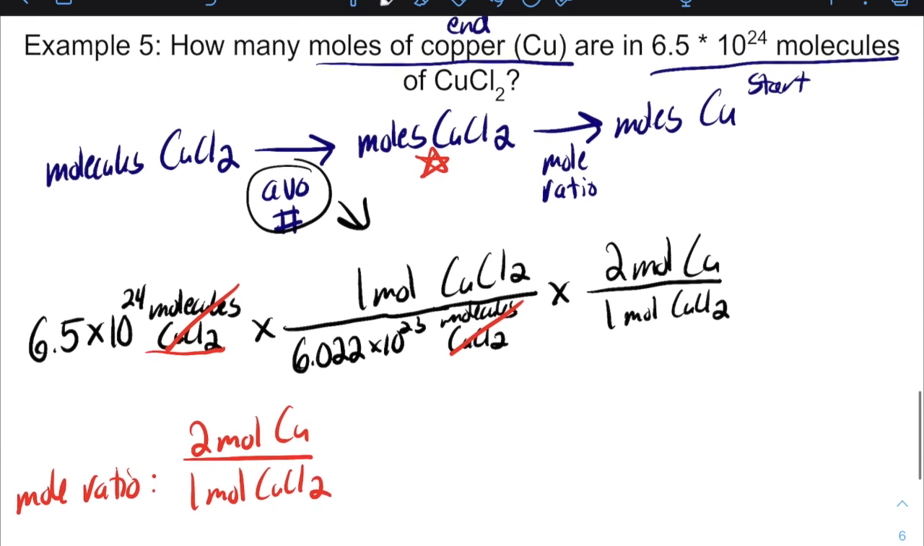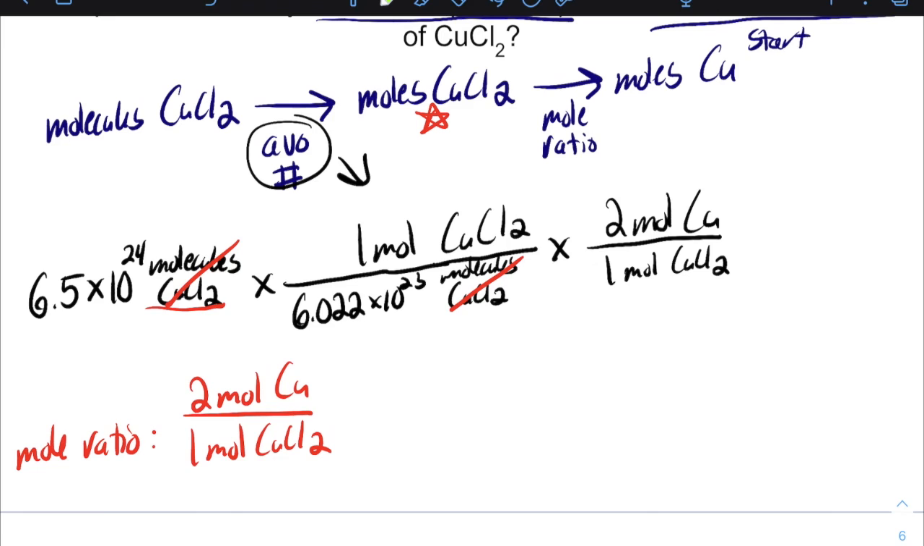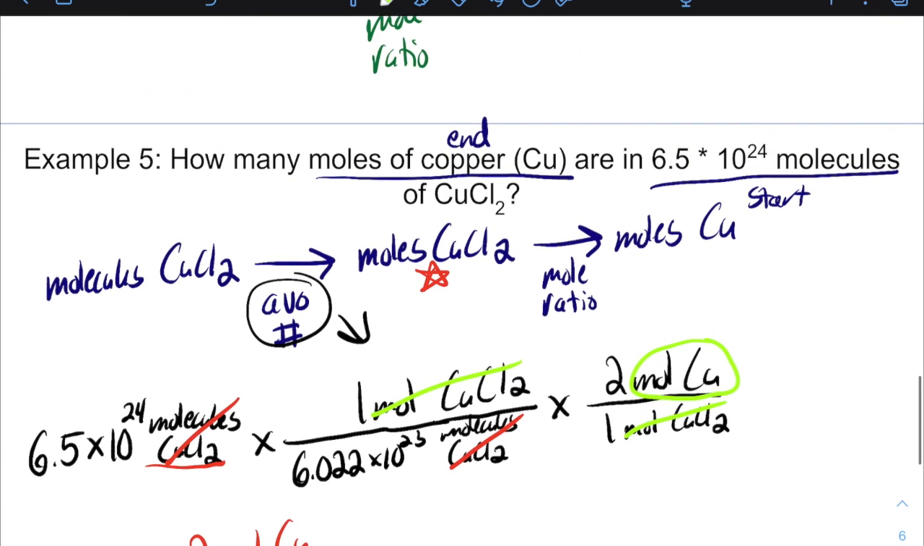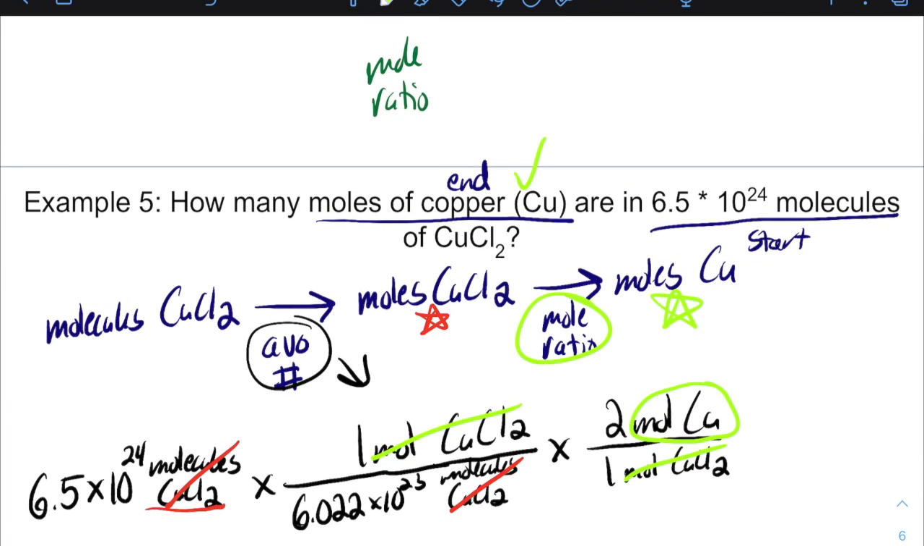Let me check and see if my units cancel. Moles of CuCl2, 1 on the top, 1 on the bottom, and they cancel out. And I'm left with moles of Cu, which is exactly what I wanted to end with. So I went from molecules of CuCl2 to moles using Avogadro's number. Then I used a mole ratio to get me to my end.